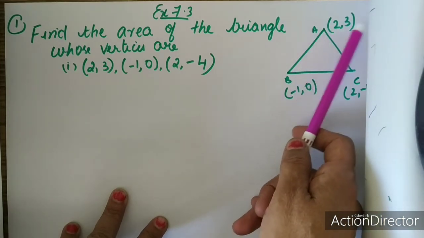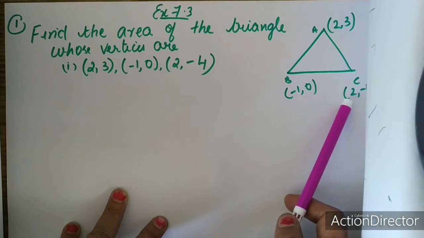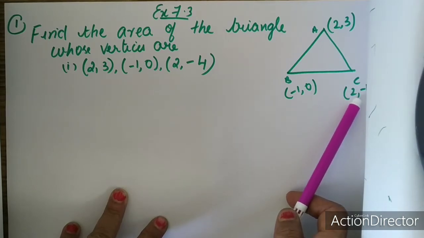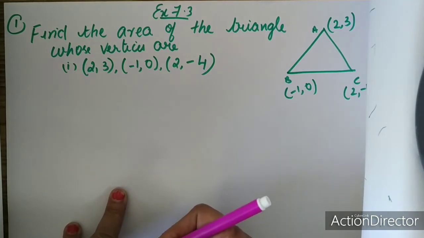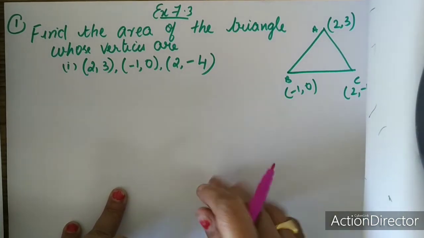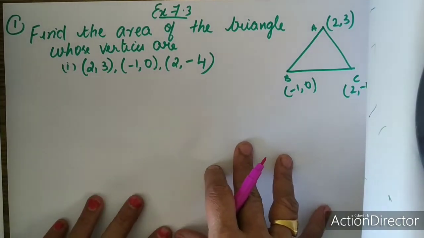A as (2, 3), B as (-1, 0) and C as (2, -4). So first I am going to do it directly by the formula method. The second method, I will show you how to do it by a shortcut method. So first let me write the formula.